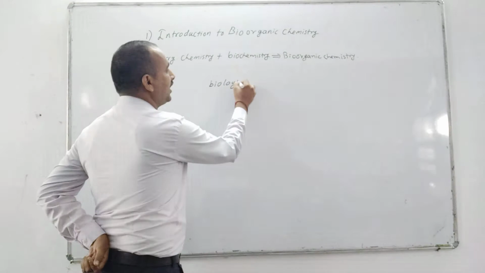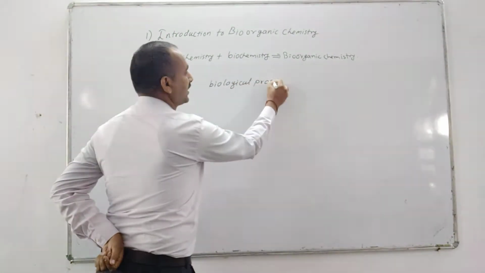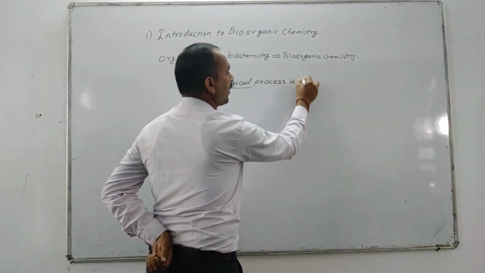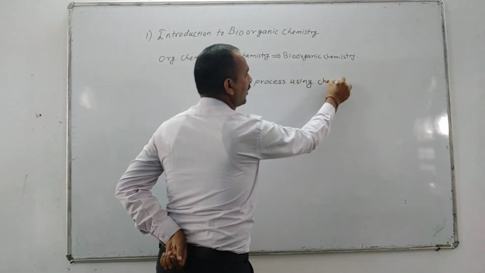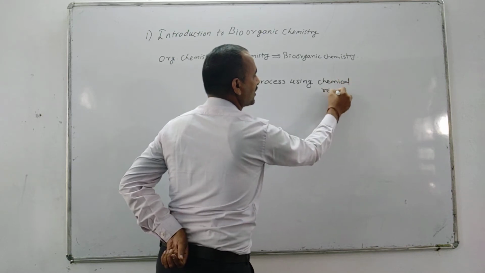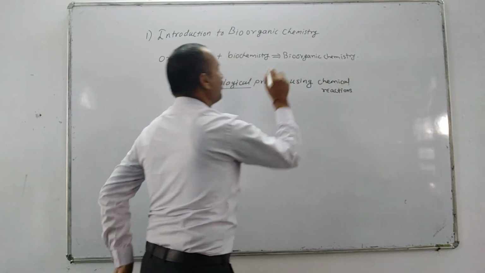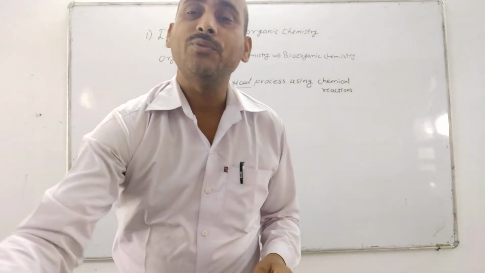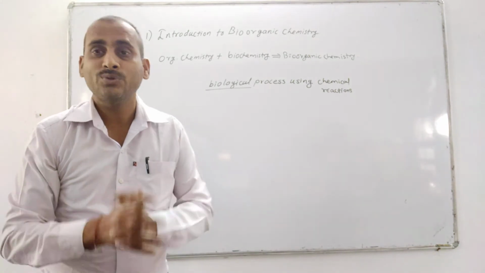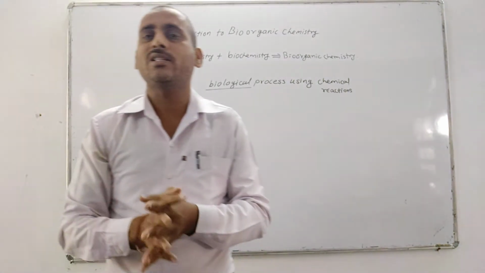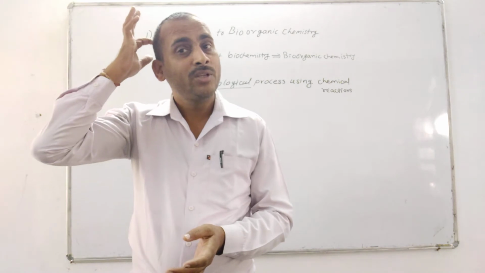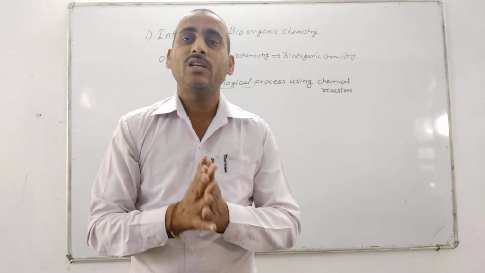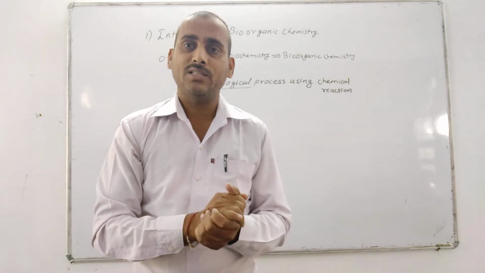So, the study of biological processes using chemical reactions is called bioorganic chemistry. It means the life science in which we study the biological processes using chemical reactions is called bioorganic chemistry. So many biochemists are studying the biological processes by using chemical reactions.